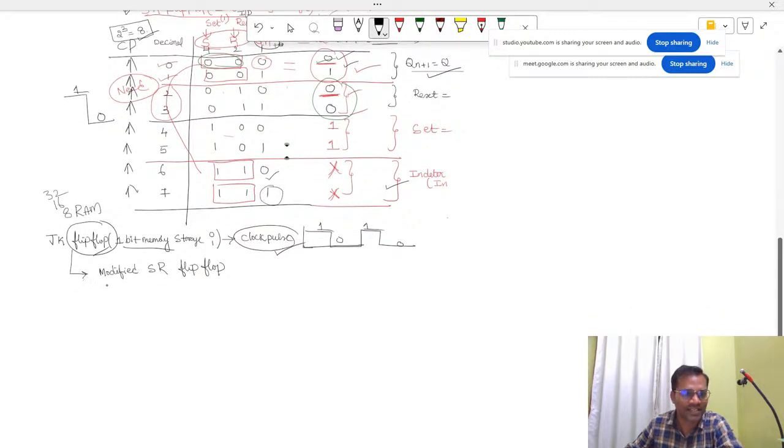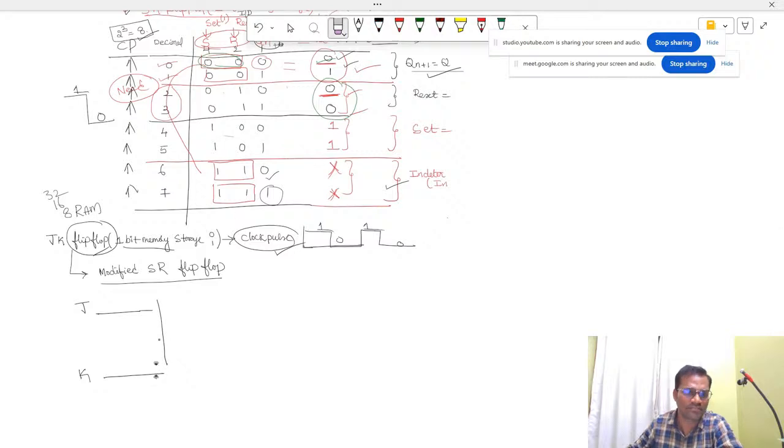So now JK flip flop is what kind of flip flop? Modified SR flip flop. So now what are the inputs to our flip flop? The first one is J. The one more input to our flip flop is K. So here I am going to design this flip flop.